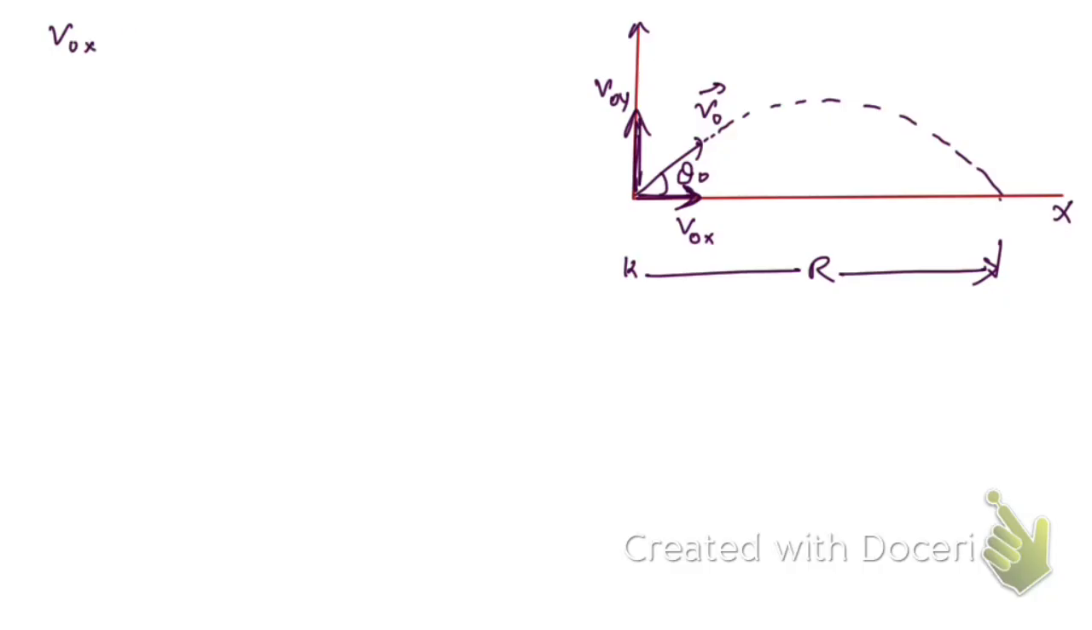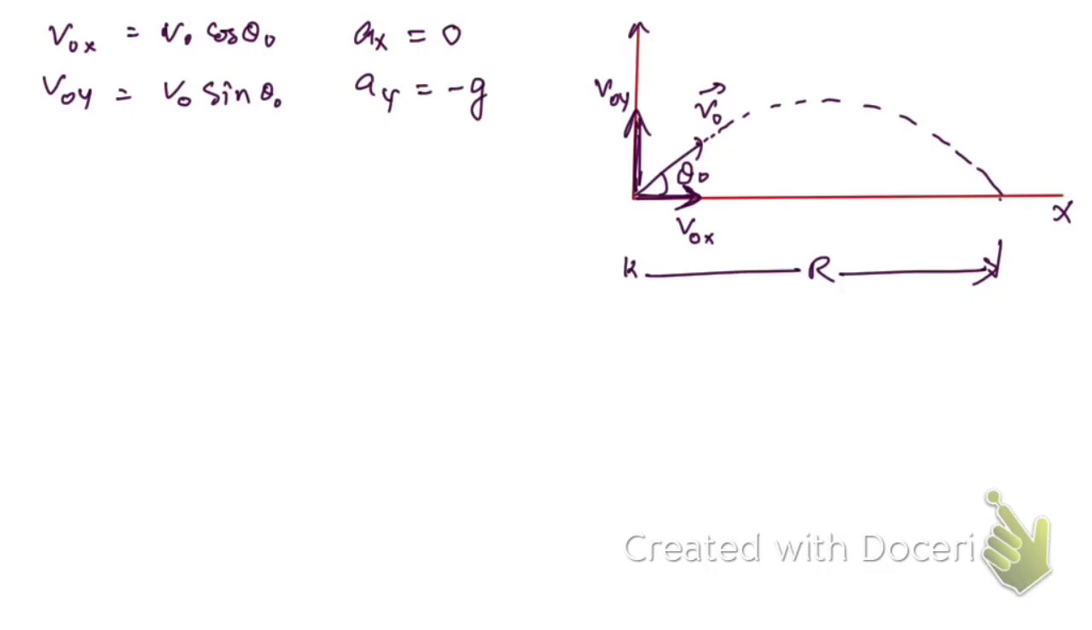v naught x is equal to v naught cos theta naught, and v naught y is v naught sin theta naught. You don't need to repeat these things, as you have already written them once. Okay, so don't repeat it. I have just written them so that I don't need to go to the previous slide again. ax is equal to 0 and ay is equal to minus g. I have already mentioned these things, but I don't want to go back to the previous slide frequently, so that's why I have written all these things.